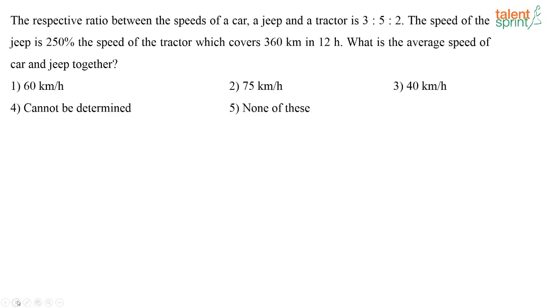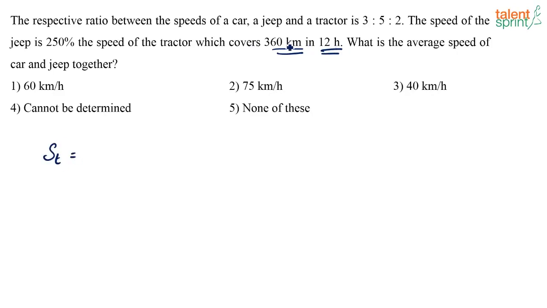Next one. The respective ratio between the speeds of a car, a jeep and a tractor is 3:5:2. The speed of the jeep is 250% the speed of the tractor, which can cover 360 kilometers in 12 hours. What is the average speed of the car and the jeep together? See, the ratio between the speeds of car, jeep and tractor is 3:5:2. It is also given that the tractor covers 360 kilometers in 12 hours. So what is the speed of the tractor?